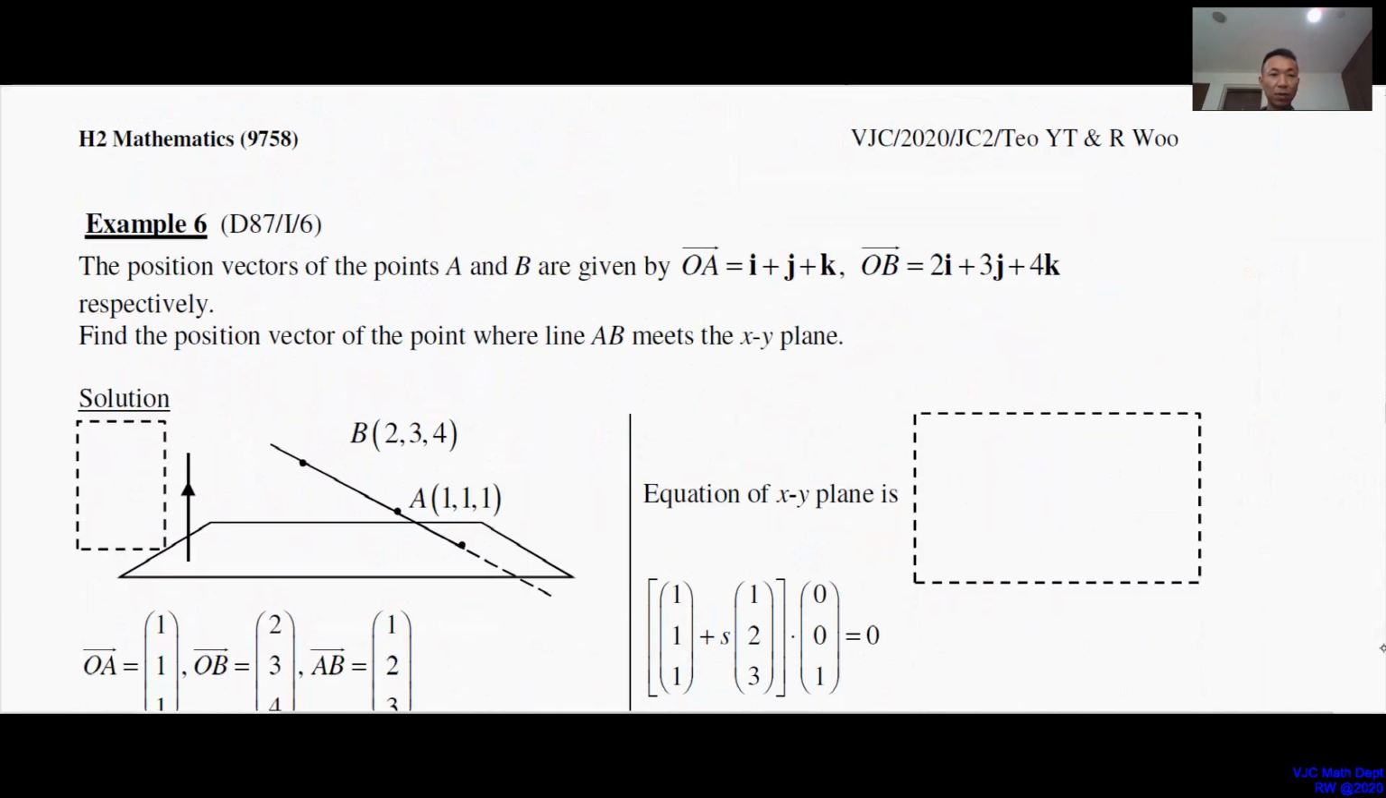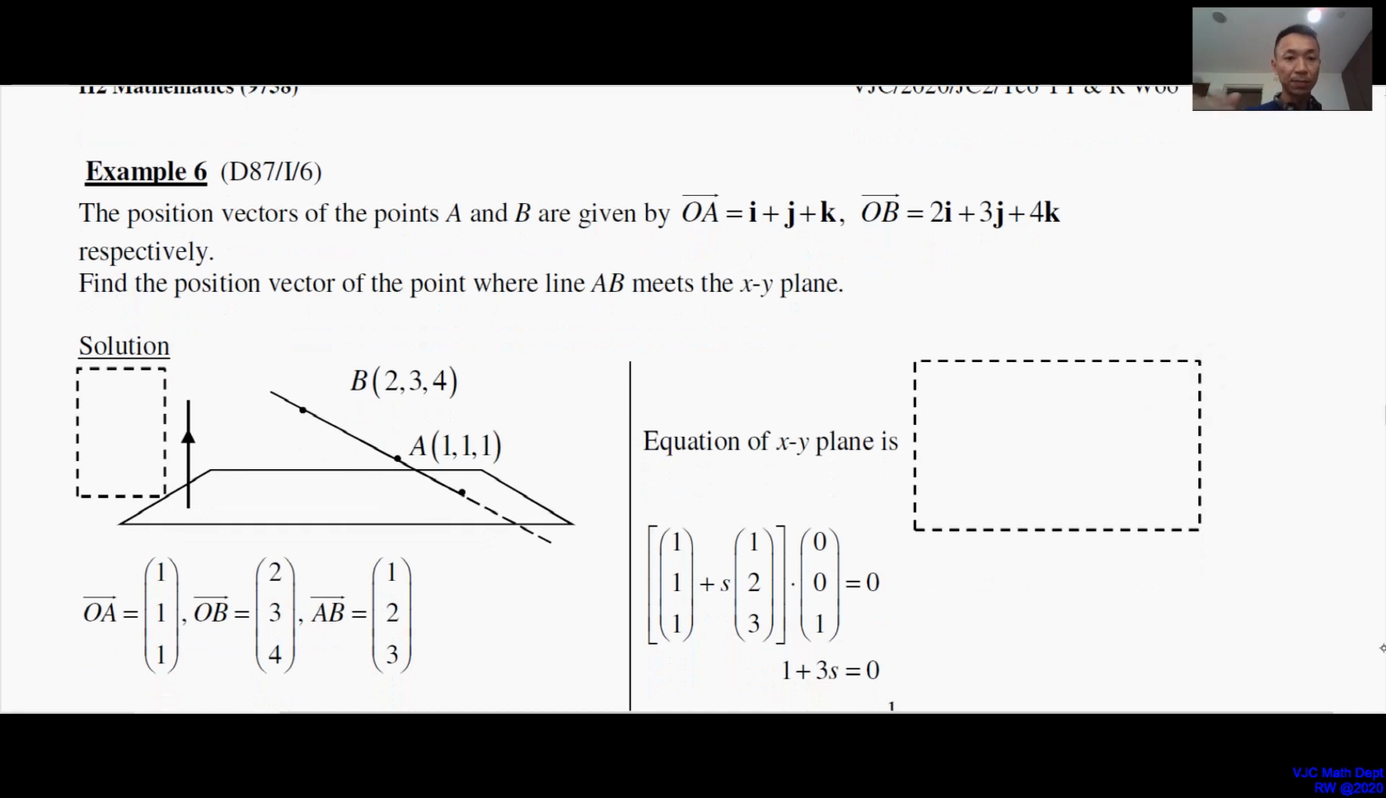Let's move on to the second example. The next example, example 6. The position vectors of 2 points A and B are given by this, and usually we will write it in this column vector form. Find the position vector of the point where AB meets the XY plane. Actually, example 6 is similar to example 5.